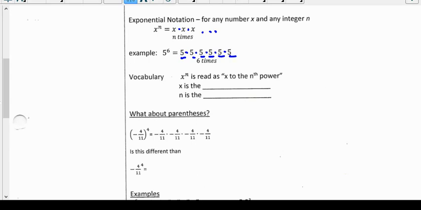So we need to have some common vocabulary for this unit. X to the n, or x to the nth power. X is called the base, and n is called the exponent. Sometimes we hear it called the power. I will tell you that when you get to high school, though, you're going to say this whole thing is called a power. The expression itself is a power, okay?